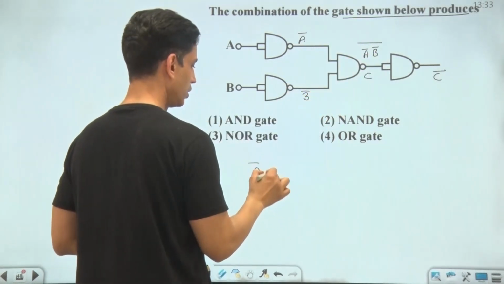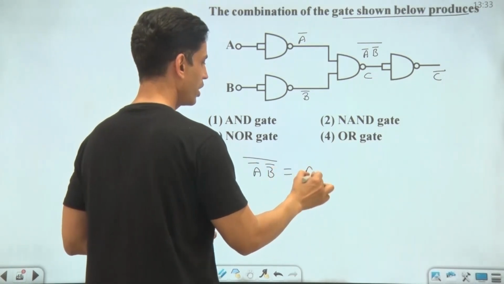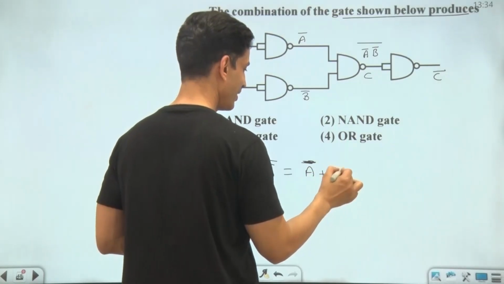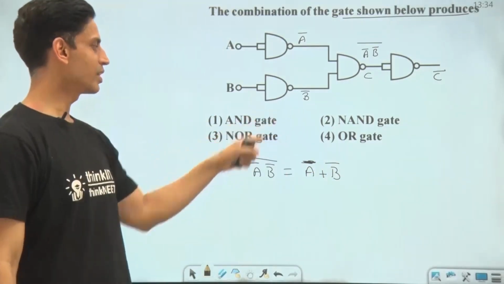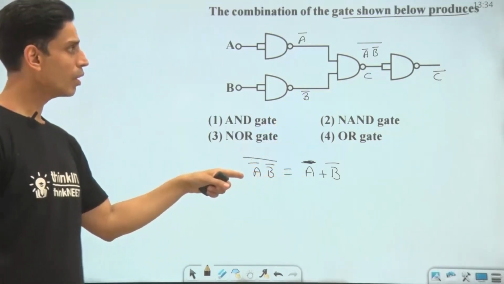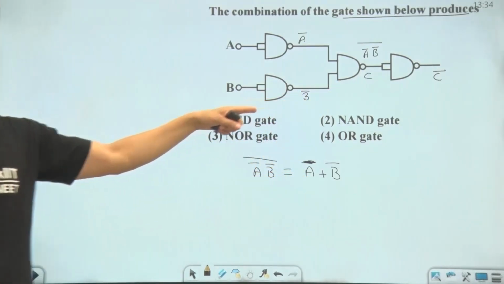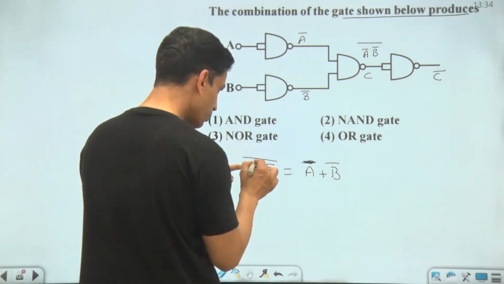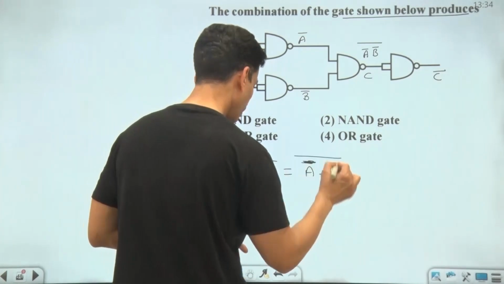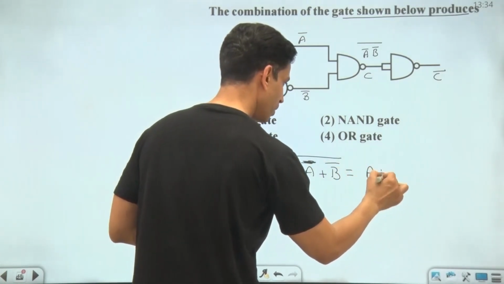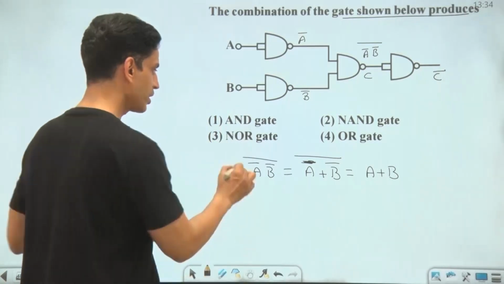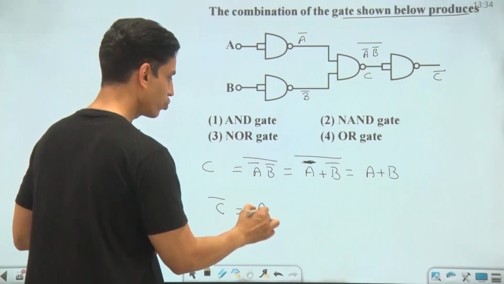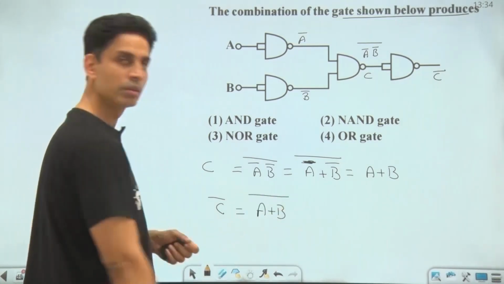So A bar, B bar, whole bar is A bar, not a vector, plus B bar. You are getting this. This will behave like this, and the output is C dash. Because of this whole bar, it will be A plus B. This is the value of C. So the final output is C bar, that is equal to A plus B bar.